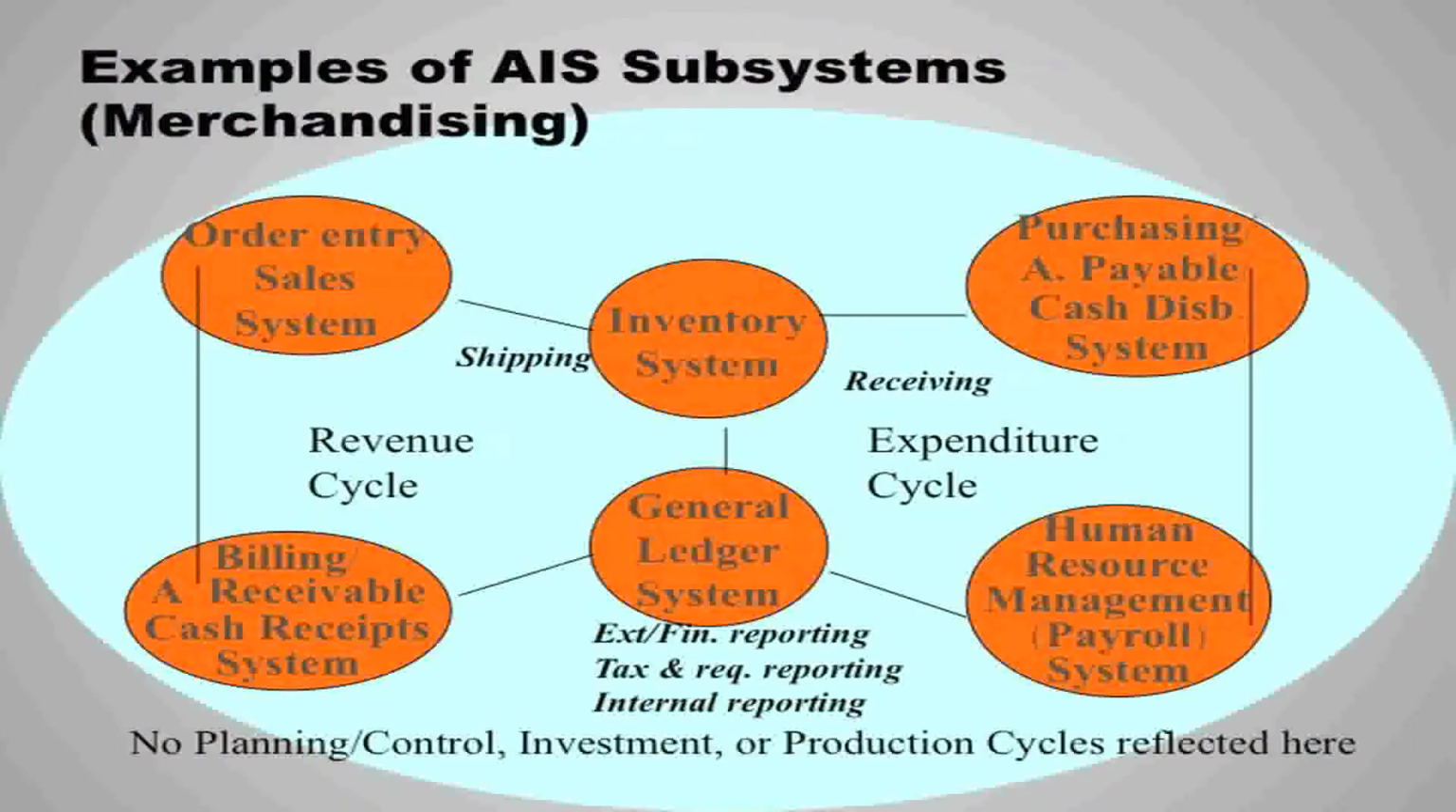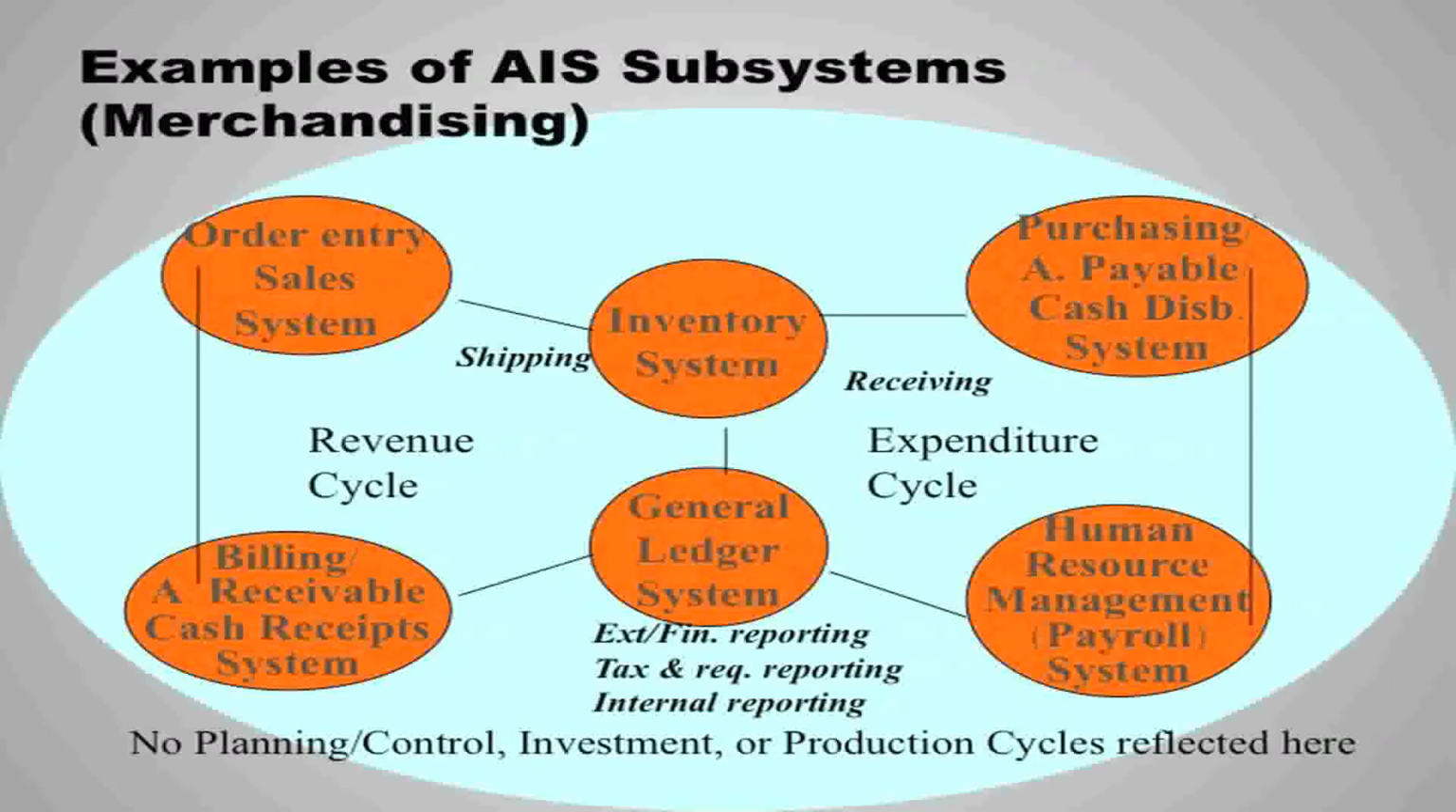Now, an example of AIS subsets, that is merchandising. If it is an inventory system, there will be shipping, there will be order entry, and when order entry or sales systems are there, then billing, receivables and cash receipt systems would be there. A general ledger will be maintained, then the human resource or payroll department will work, and here purchasing and payables would be done. So, under the inventory system there will be a sales system, a purchasing system, shipping and receiving. At one end there will be the revenue cycle and at the other end the expenditure cycle. The revenue cycle will have order entries and receivables management, whereas the expenditure cycle would have purchases or payable systems and human resource or payroll systems.